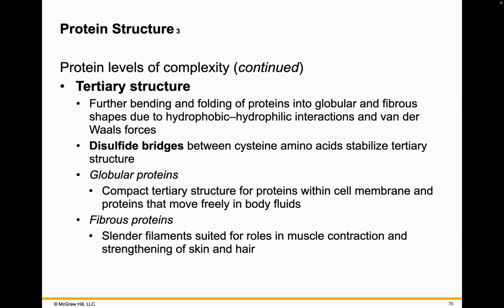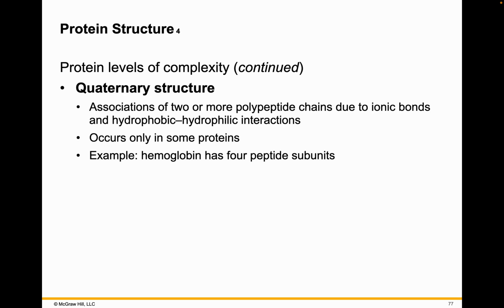Now, if two proteins come together to give you a structure, then we have to add the quaternary structure. And quaternary structure involves the final three-dimensional shape of all the proteins involved in making that substance. For example, hemoglobin has 4 peptide subunits, so it has quaternary structure.